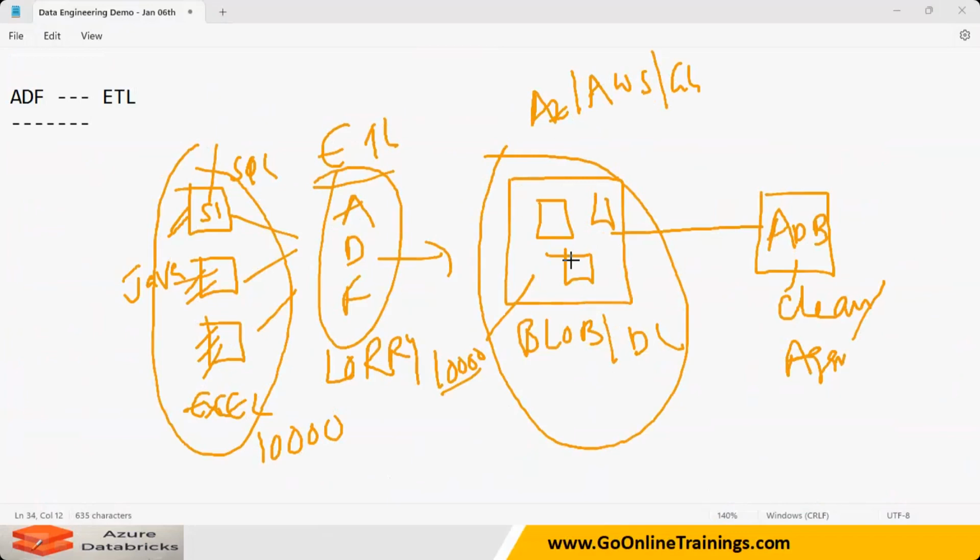That is what is called transport. Your ADF is simply lifting the data, shifting the data, copy and paste the data. ETL means only that, nothing else. Simply exporting, importing data. ADF is going to be doing only that.